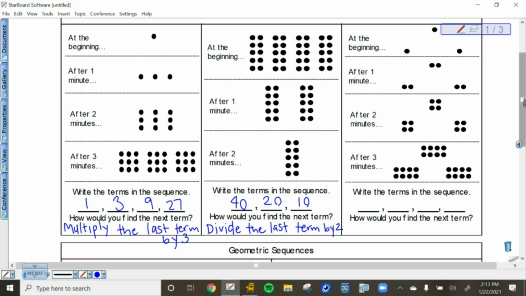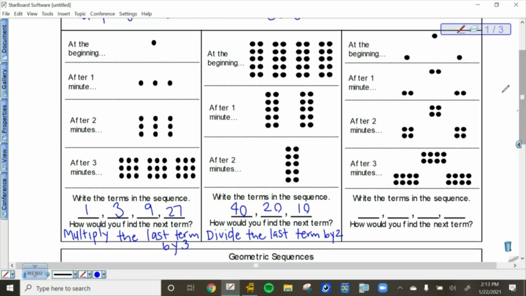Okay, now the last one. So we've got 3 in the beginning. And then how many do we have after a minute? 6. And then 12. And then 24. So we went from 3 to 6 to 12 to 24. How are we going to find the next term? Multiply by what? 2.